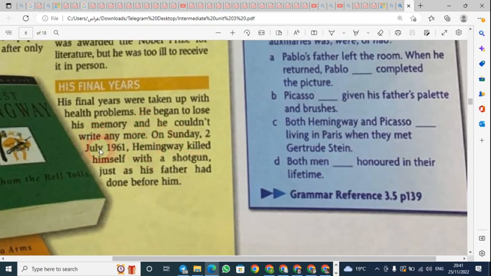On Sunday, 2nd July 1961, Hemingway killed himself with a shotgun, just as his father had done before.